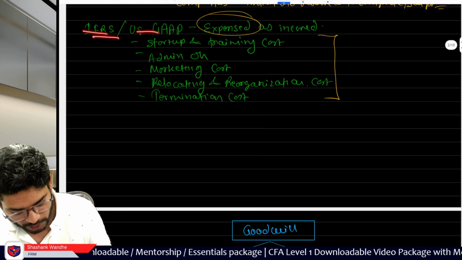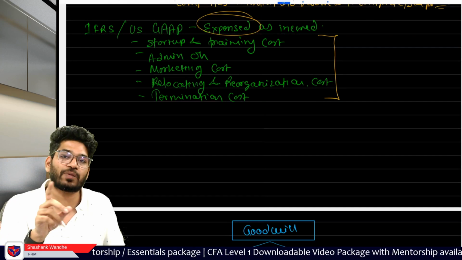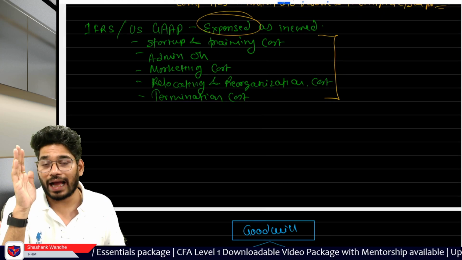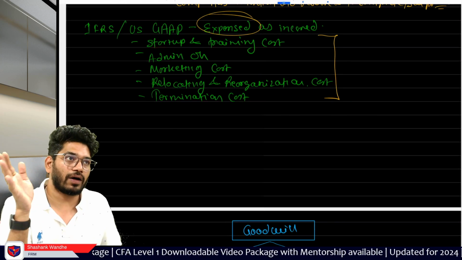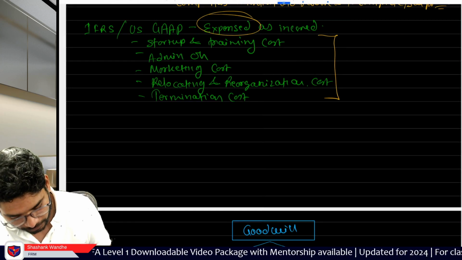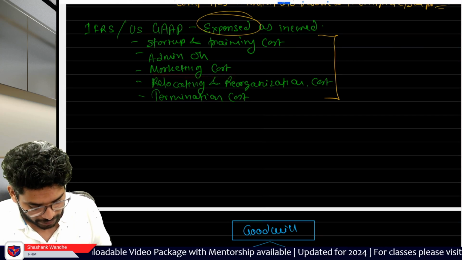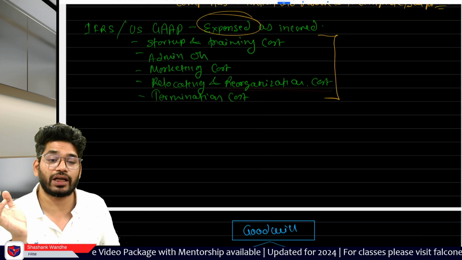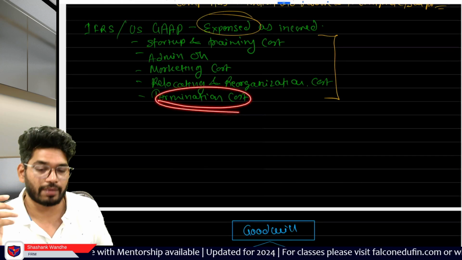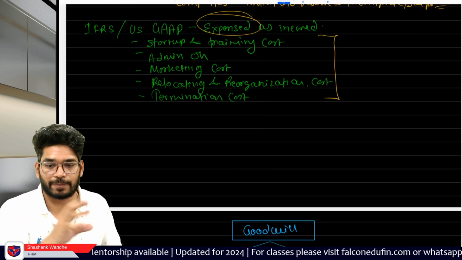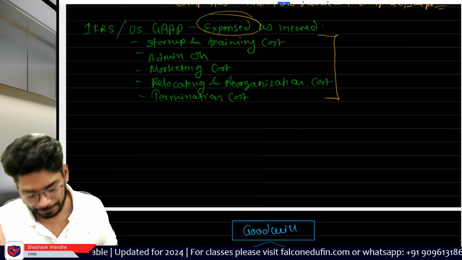Now, IFRS versus US GAAP, expensed as incurred. These are the expenses which must be expensed as incurred under both IFRS and US GAAP. Startup and training costs, applicable for plant and equipment. Then the administrative overheads, then marketing cost, then relocating, restructuring and reorganization cost, and termination cost. If you are terminating the operations, then that cost should also be expensed. So all these costs will be expensed compulsorily in IFRS and US GAAP both.